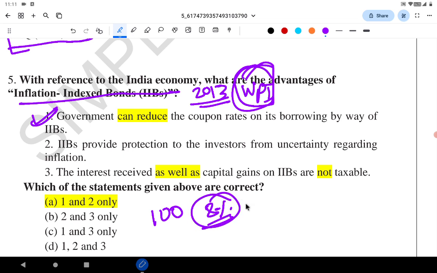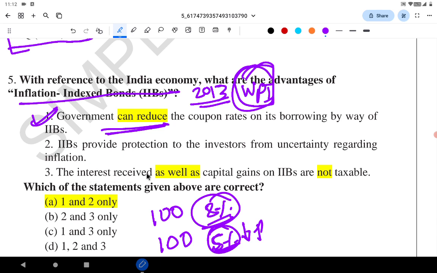Not connected to inflation, the interest rate is fixed. Say the other way is a 100 rupee bond with a fixed return at say 5%. If the inflation reduces, you give less, with some threshold. If inflation increases, you increase the interest rate. As it is tied to inflation, if the government can keep inflation under control, it will reduce the borrowing cost. Correct. IIBs provide protection to the investor from the uncertainty regarding inflation.